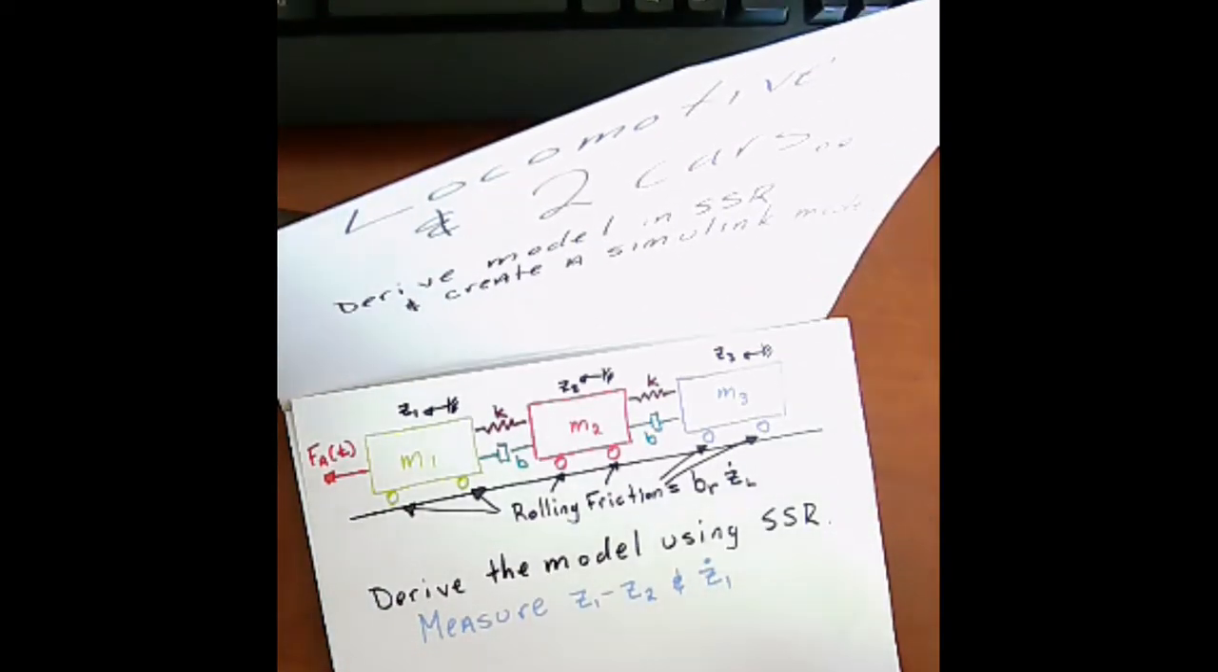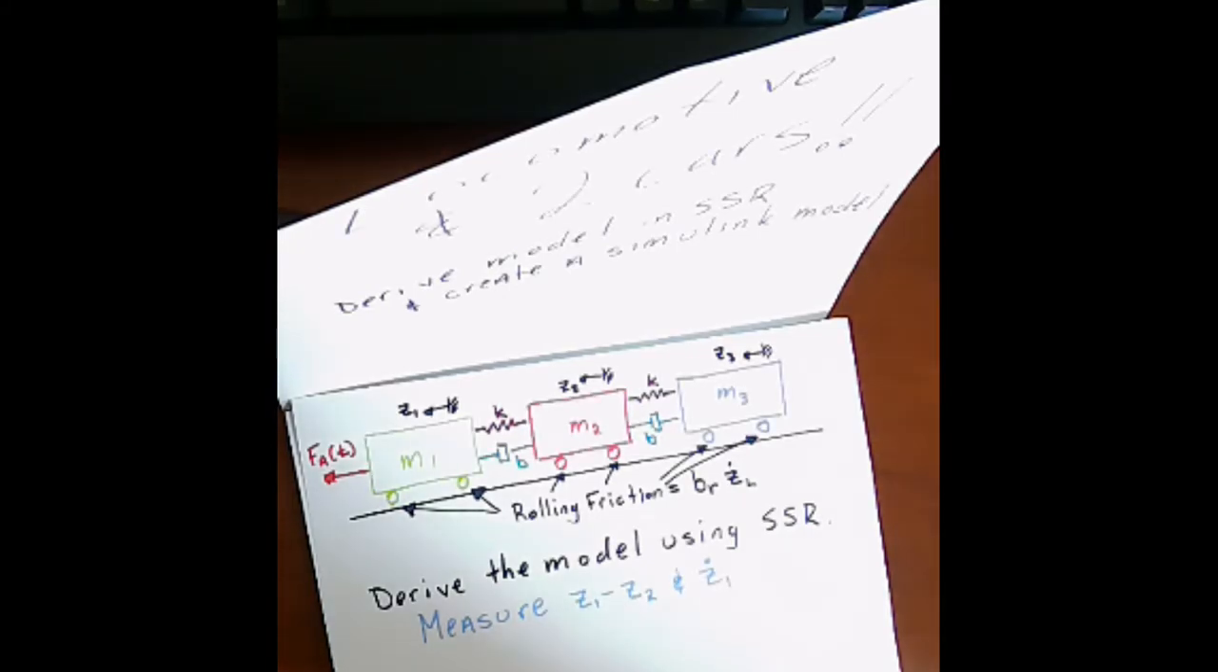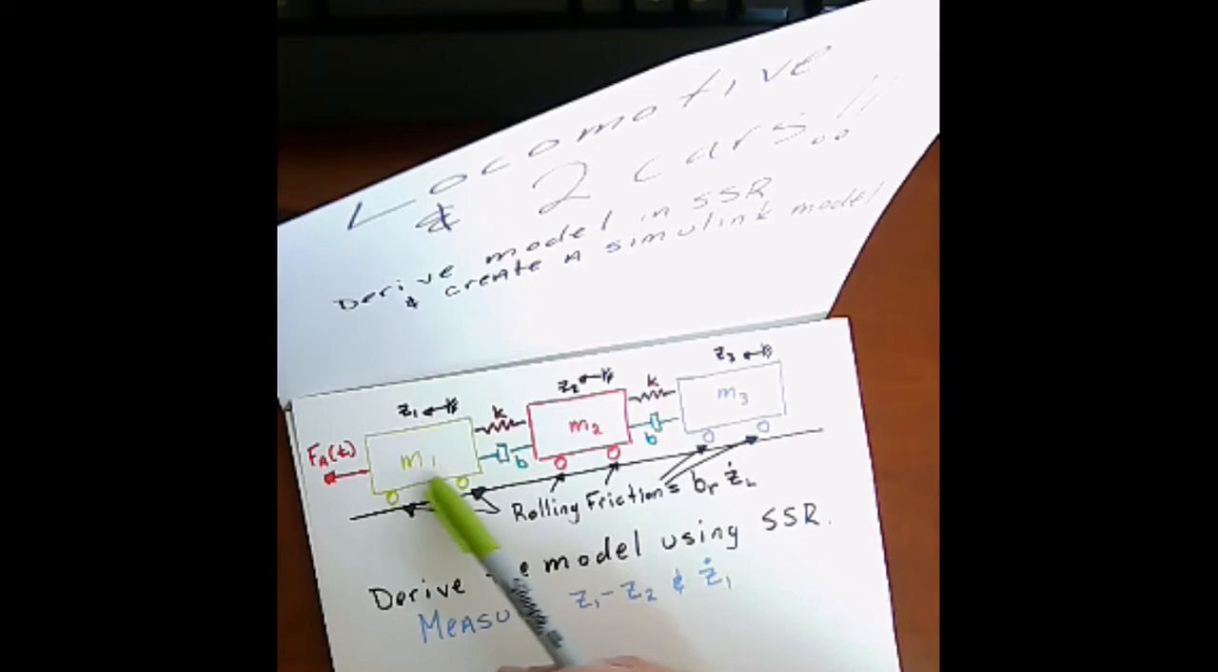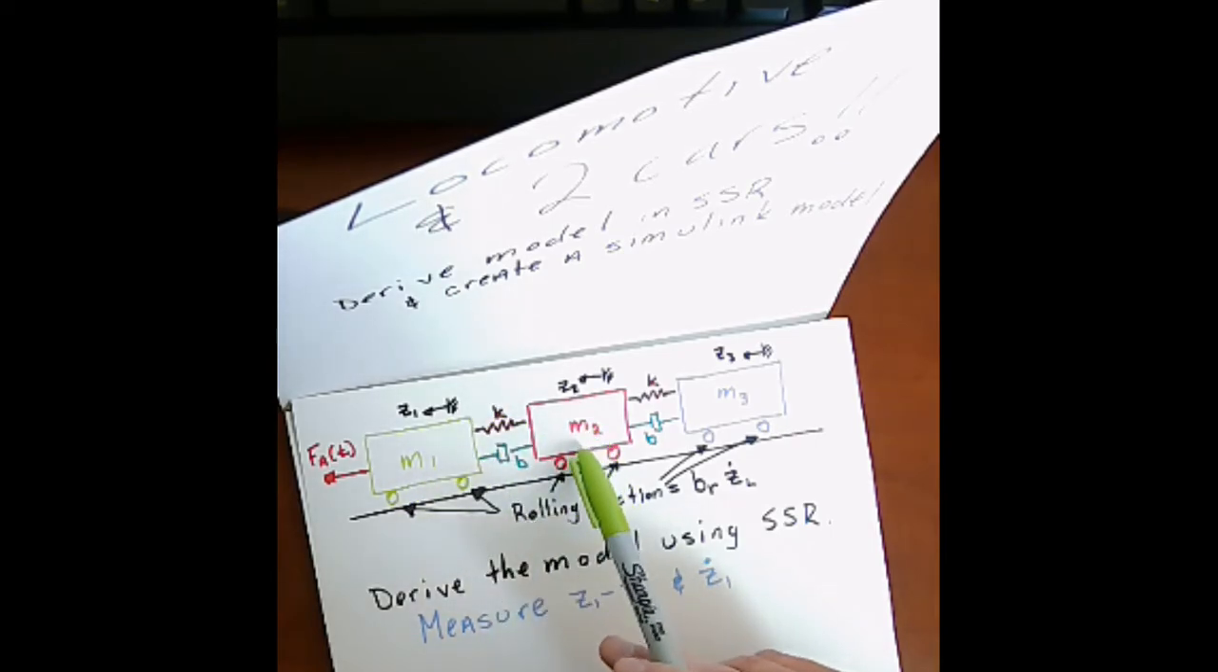Hopefully y'all can see this. So what exactly are we going to be doing? First off, here's our system. I've got mass 1. We'll call this the locomotive. There's an applied force pulling it to the left. Notice Z1 describes the motion of M1. There's a spring and a damper connecting M1 to M2. This will be car 1.